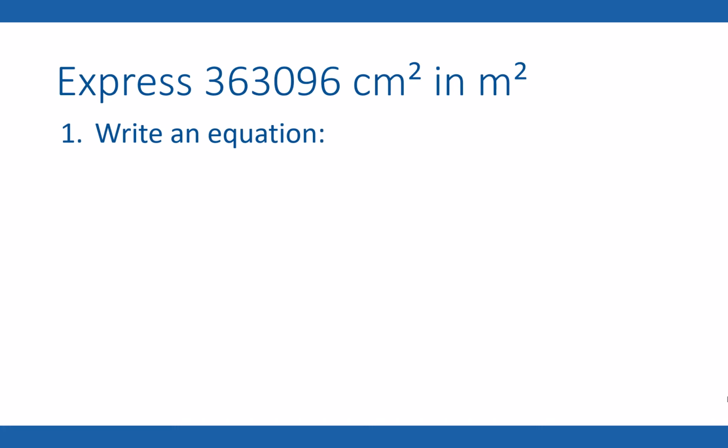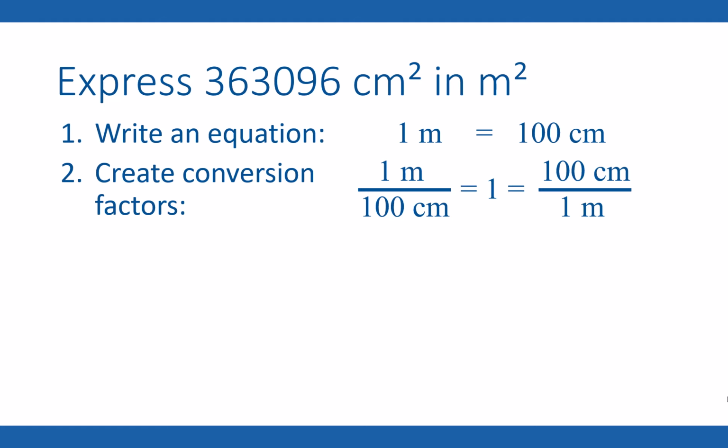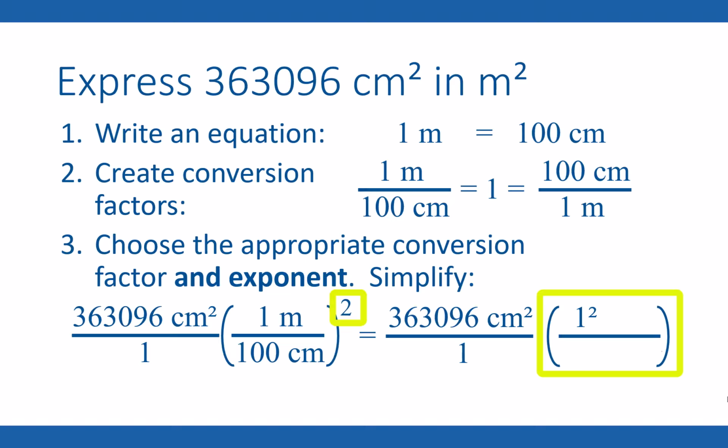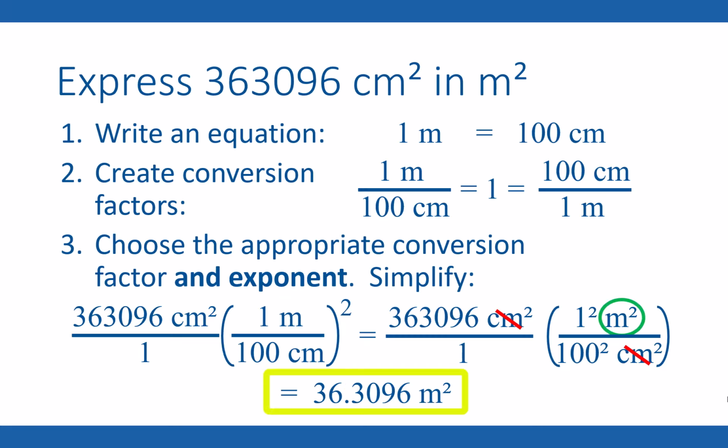As usual, we start with an equation relating meters to centimeters. This gives two conversion factors. We want to cancel centimeters out of the numerator, so we choose the conversion factor with centimeters in the denominator. We can't cancel the centimeters yet because they are squared in the numerator but not in the denominator. Squaring the conversion factor solves this problem. Remember to square every number and unit in the conversion factor. Now we can cancel the square centimeters and find that our area is a little more than 36 square meters.